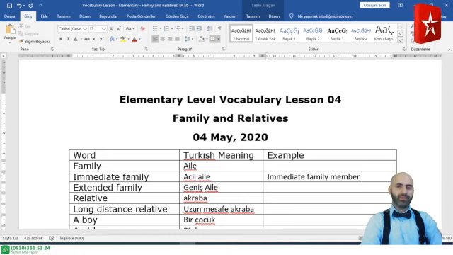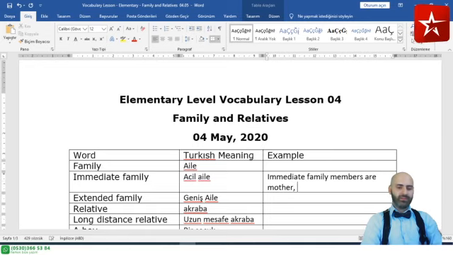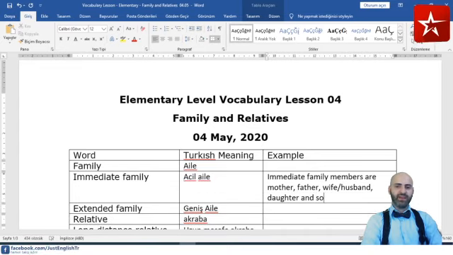family members are mother, father, wife or husband, daughter and son. So you, your wife or husband, mother, father, and your children. This is your immediate family. If you are single and if you are not married, your immediate family is only your father and mother. When you start your family and you get married, your immediate family becomes your wife or husband and your children.